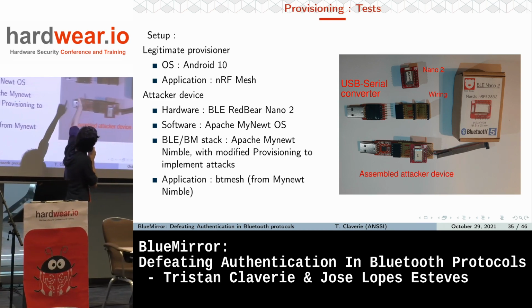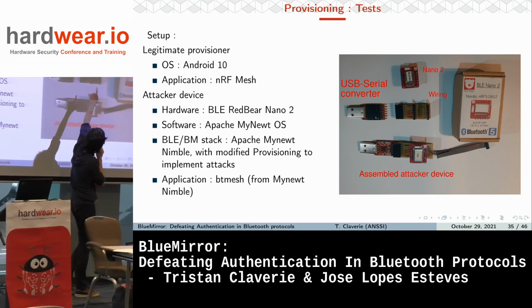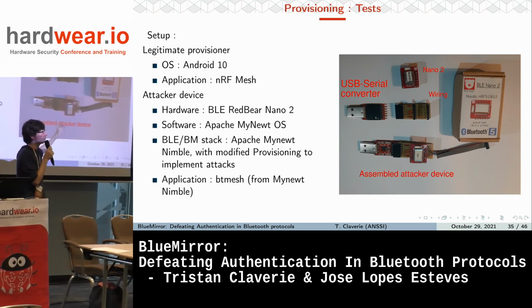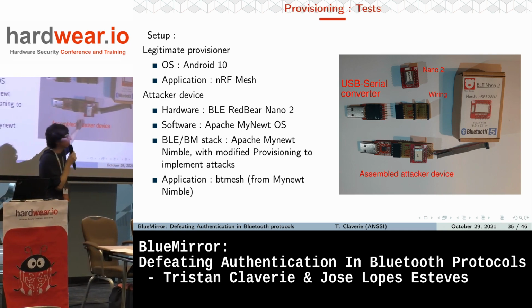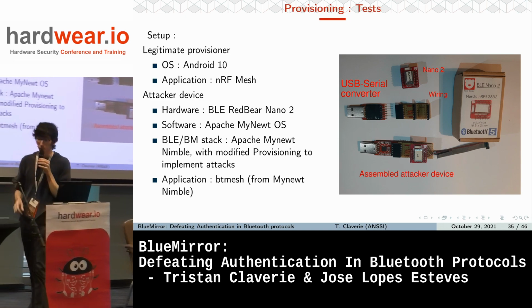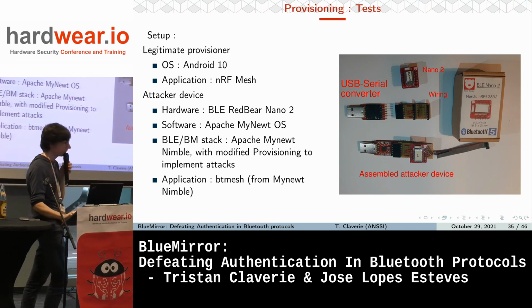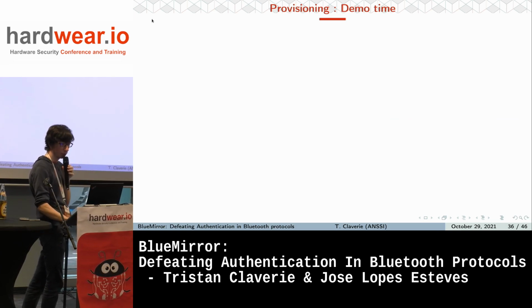You have a USB to serial converter, you've got the Nano 2, you've got a very quick board for wiring, and you've got the assembled device. So it's rather small. It's this. Short demonstration.